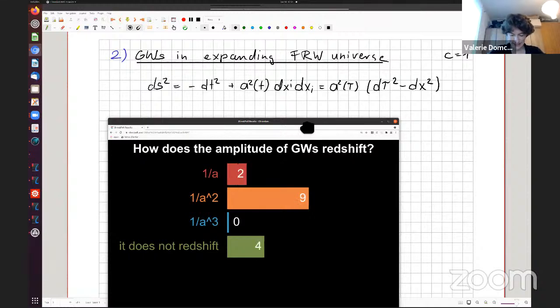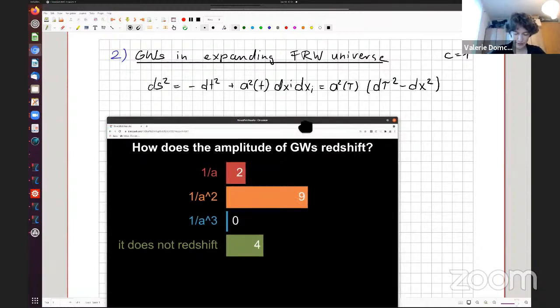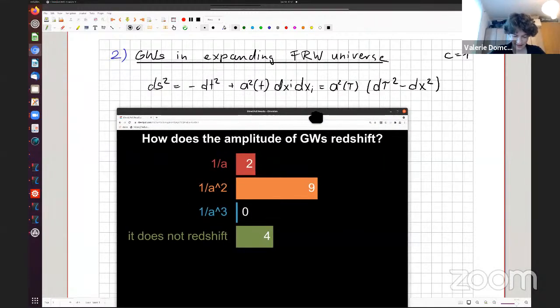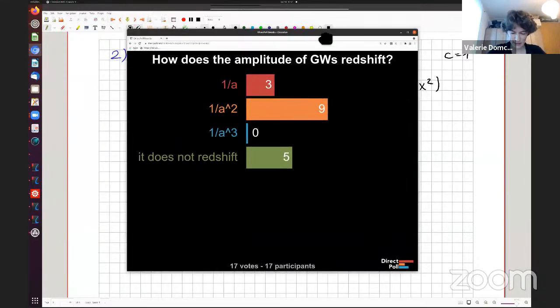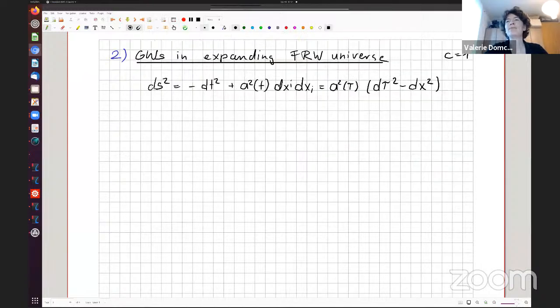Okay, so we'll see how this evolves. It seems to be a close race this time. Nobody likes my a cubed. So okay, let's try and answer the question. Somebody does look like my a cubed. Okay.